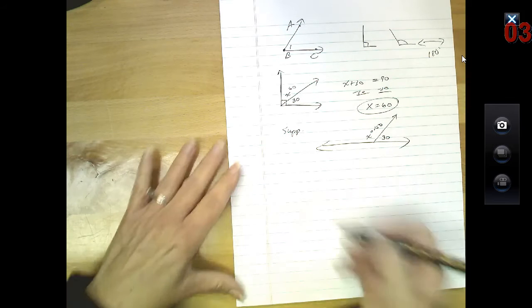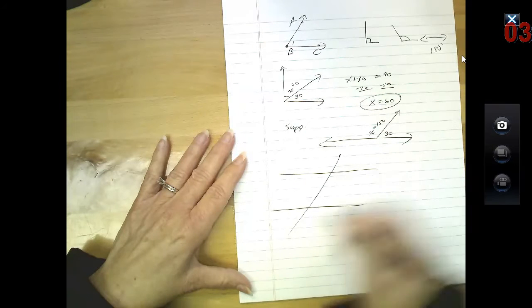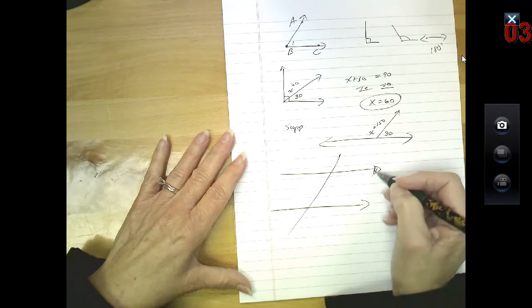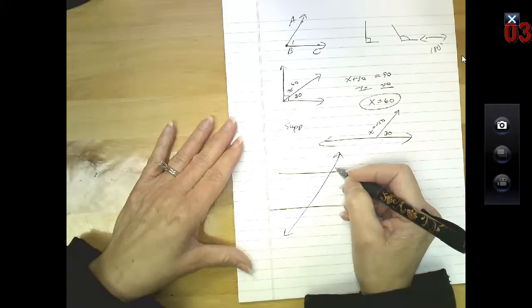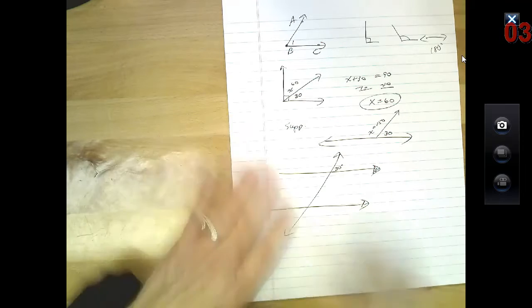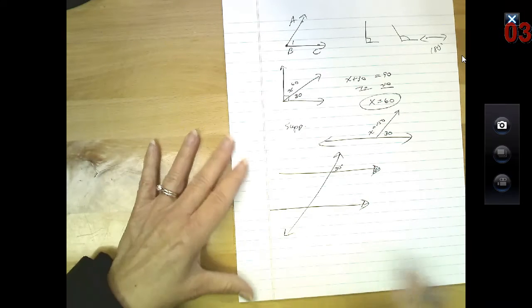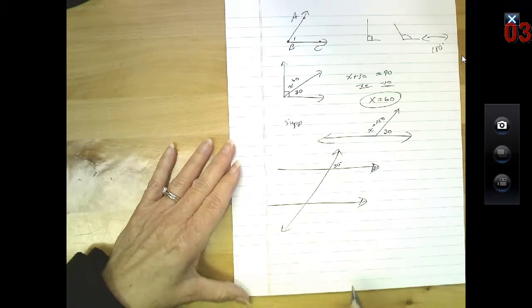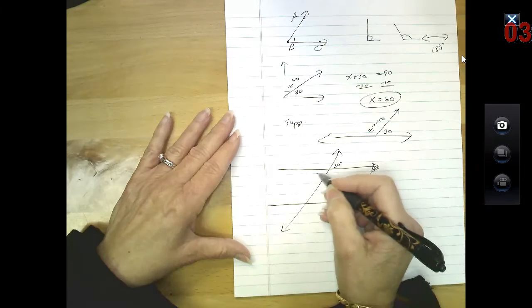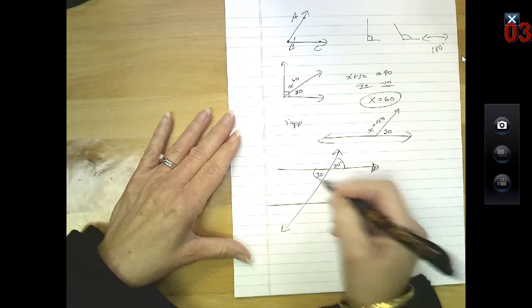Next, we had 2 lines cut by a transversal. These lines are parallel, and this is the transversal. If we know one angle, we can find all the rest of them from different things that we have studied and memorized. So if this is 30, then this is 30 because these are vertical angles.